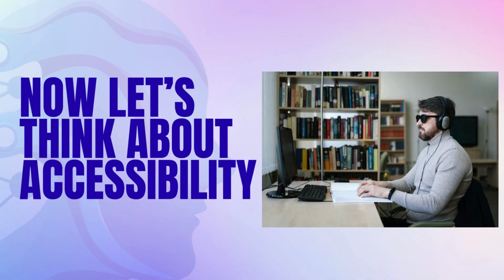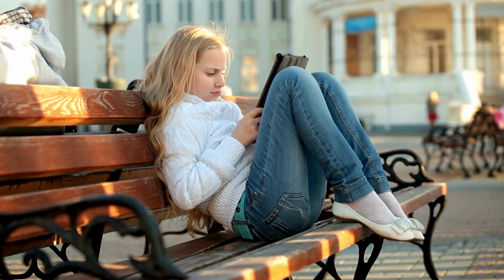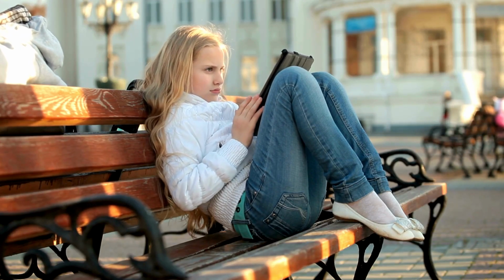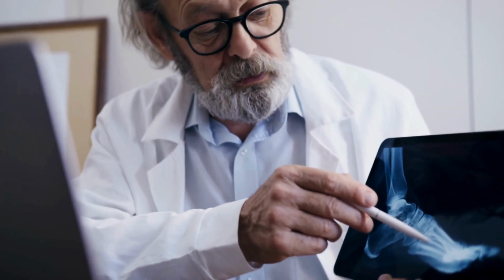Now let's think about accessibility. Some devices are easier to use because of their size, price, or design. For example, tablets can be great for young kids or for people who struggle with typing, while some devices might be too expensive for everyone to access.